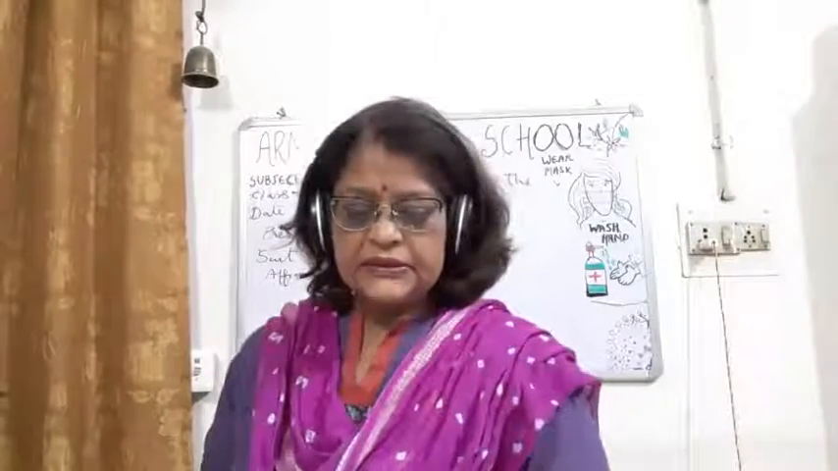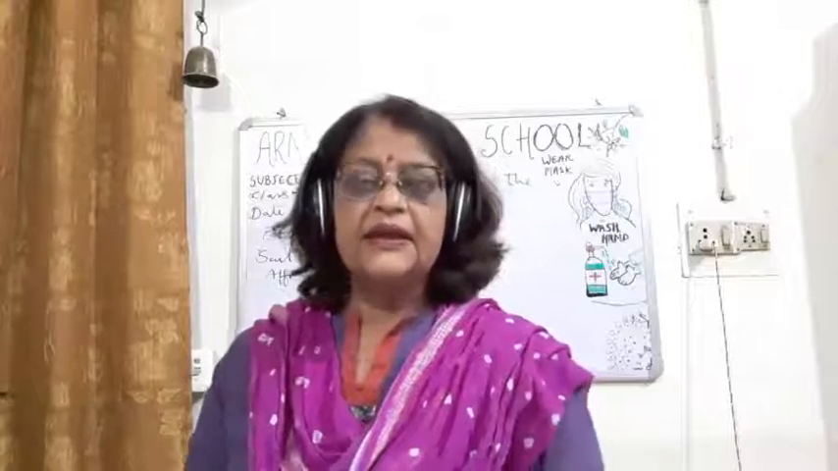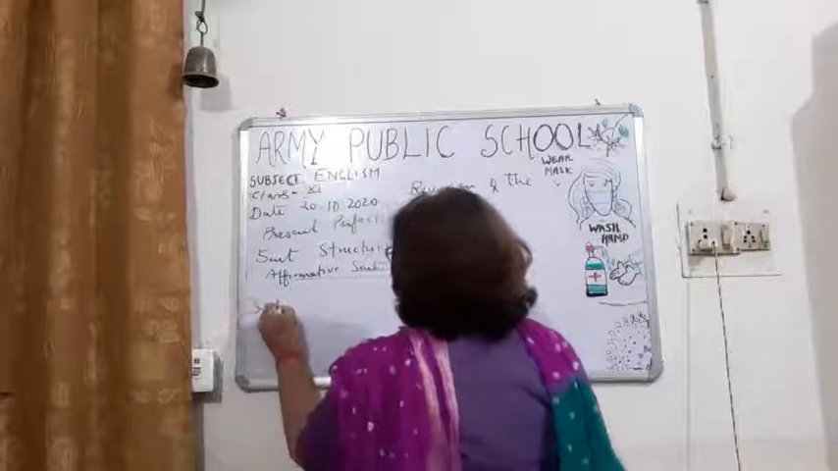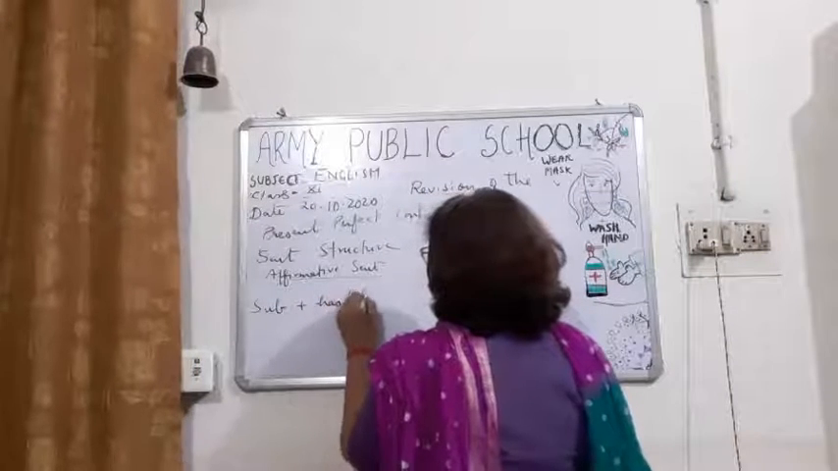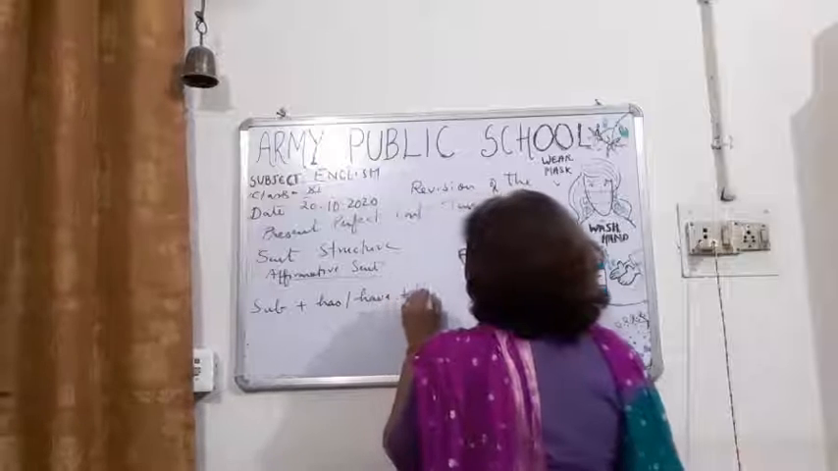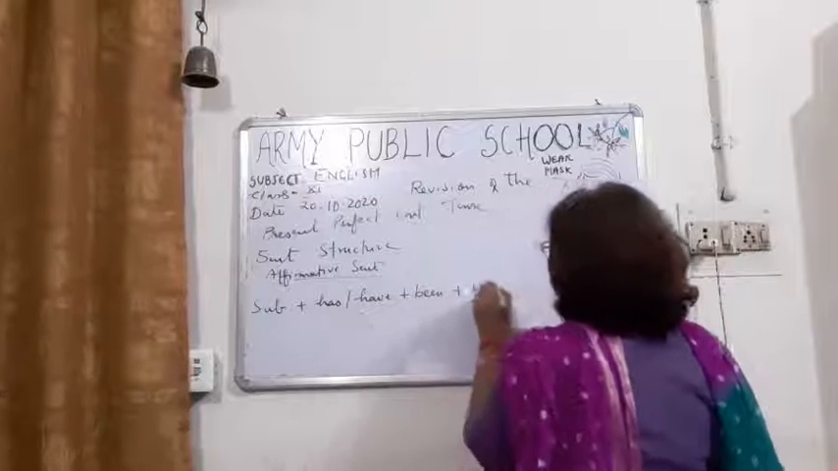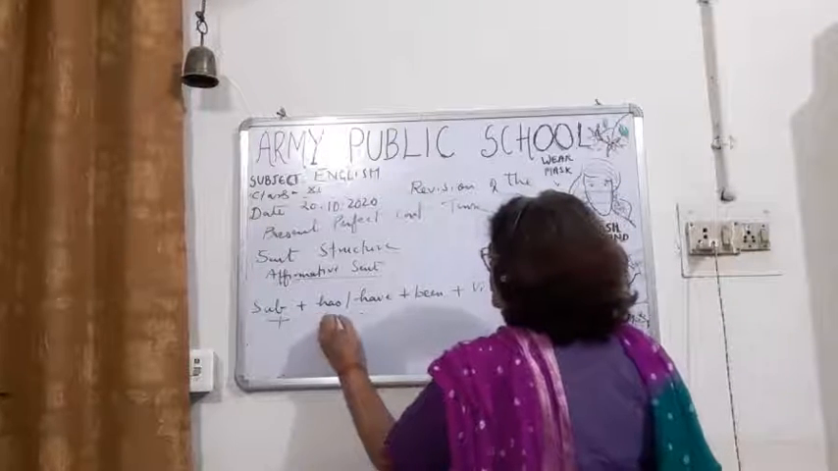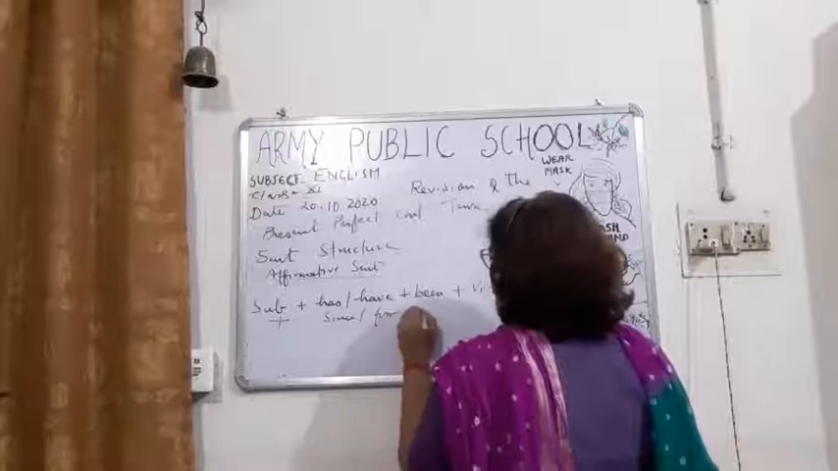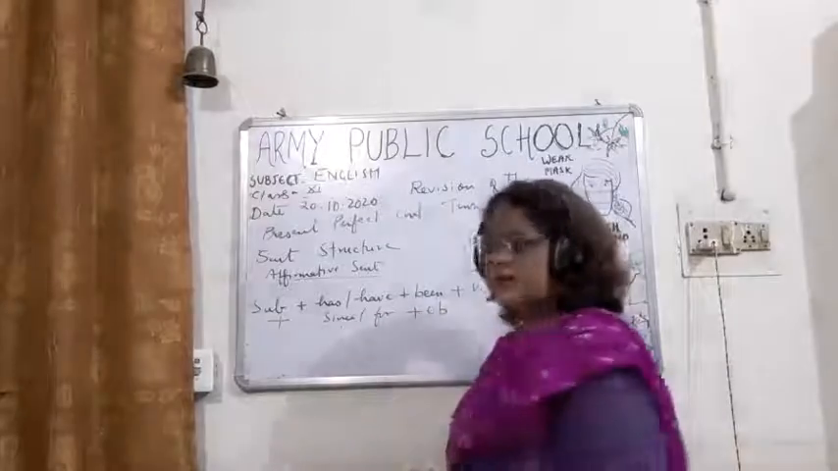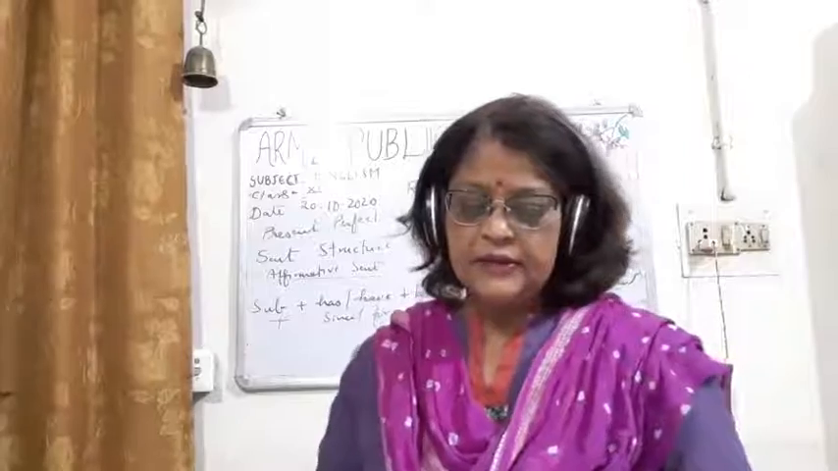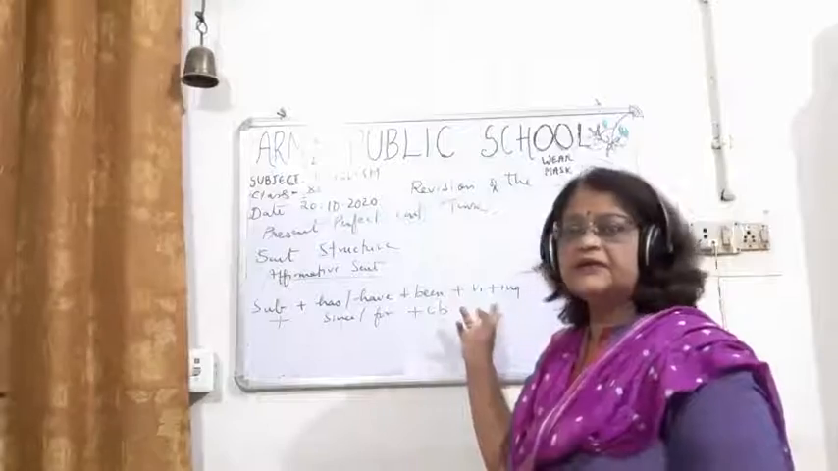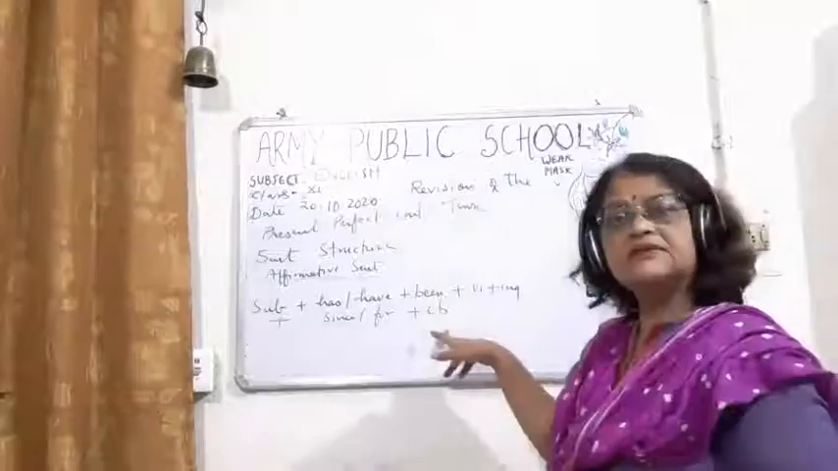It is subject plus have or has plus been plus V1 plus ing plus since or for plus object. So: subject, have or has, been plus V1 plus ing, plus since or for, plus object.